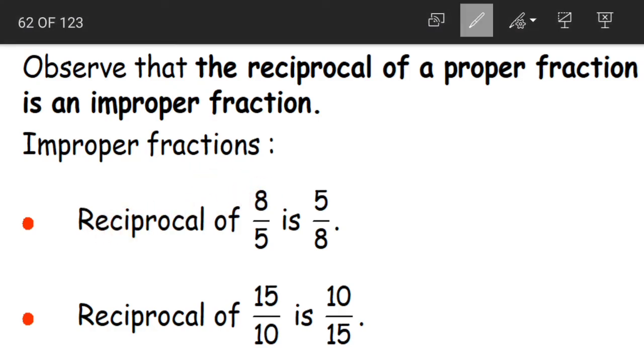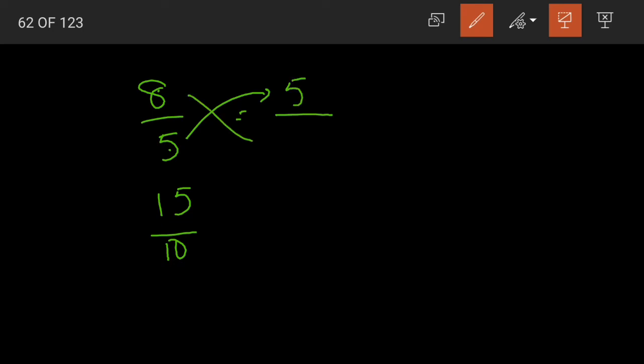Now here we have improper fractions 8 by 5 and 15 by 10. We should write the reciprocal. The reciprocal of 8 by 5 would be 5 on top, 8 written below. So the reciprocal would be 5 by 8. And for 15 by 10, the reciprocal would be 10 by 15.